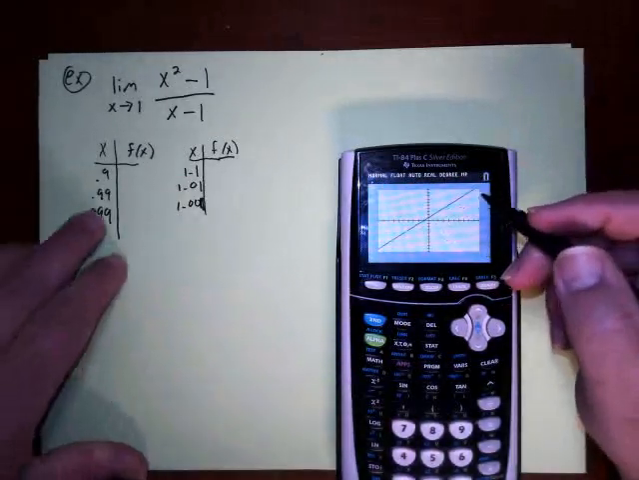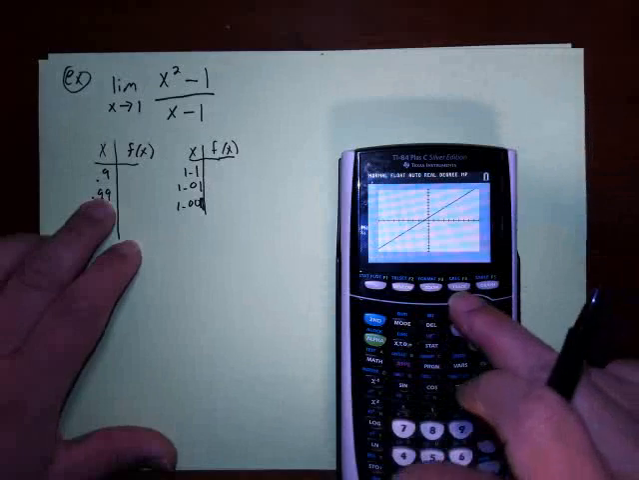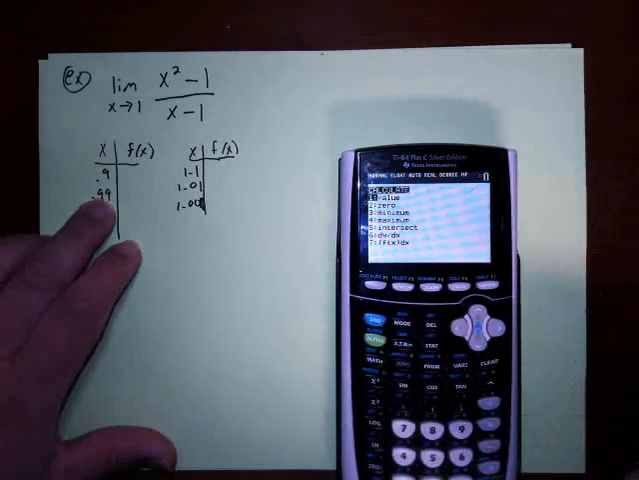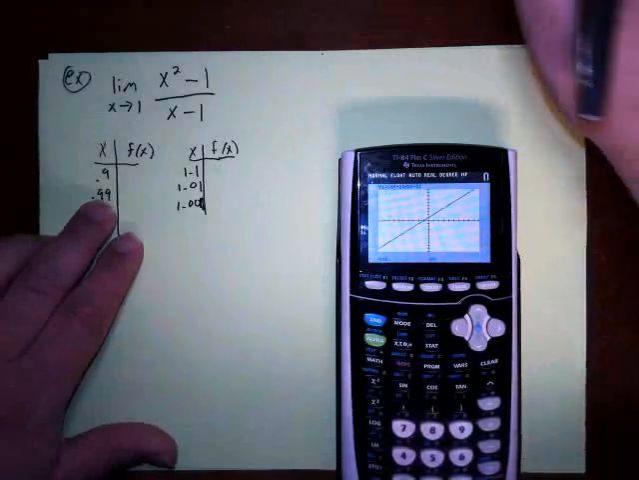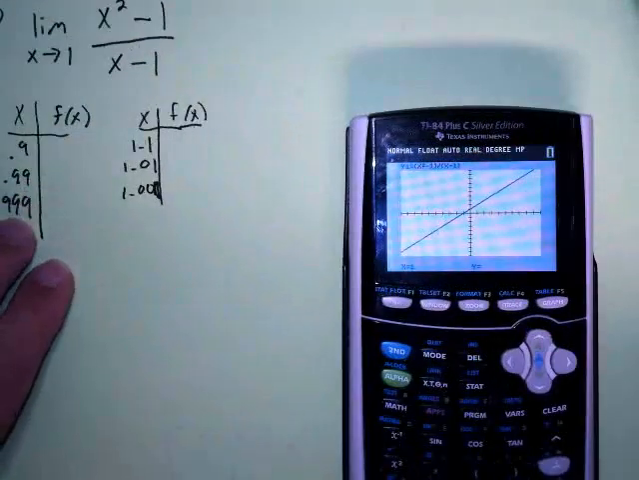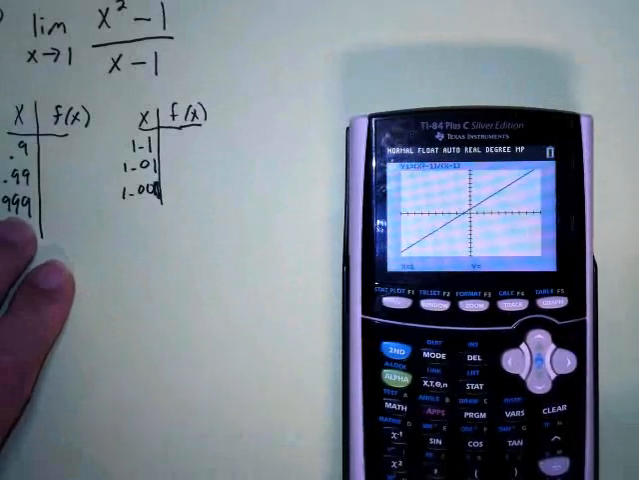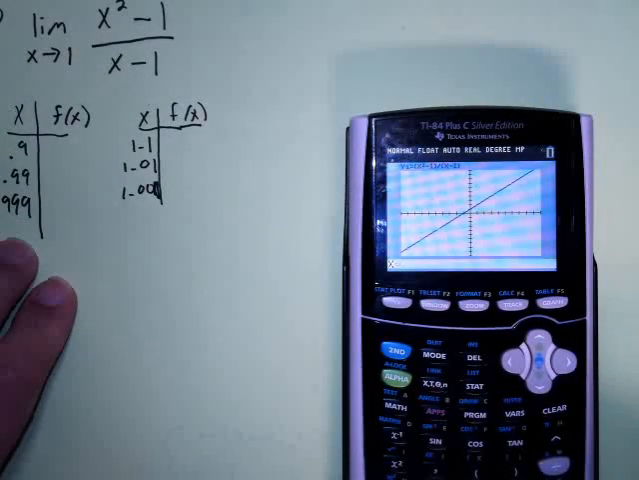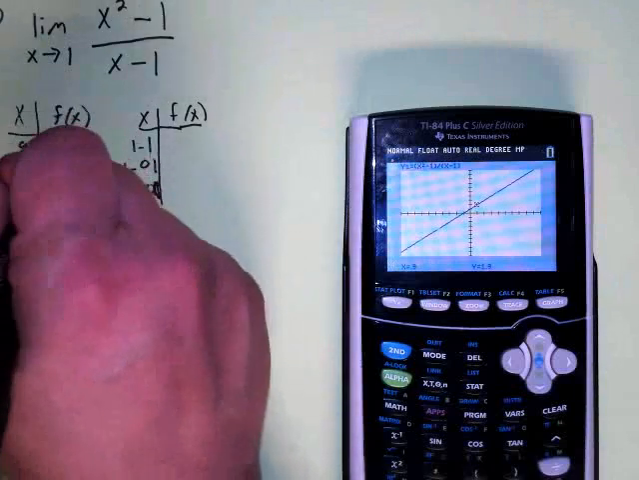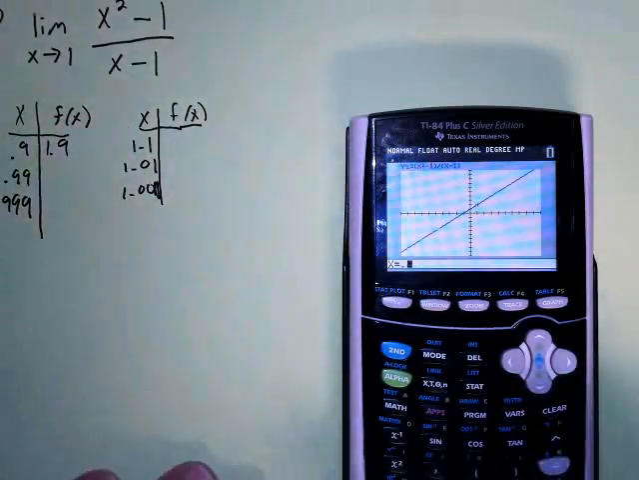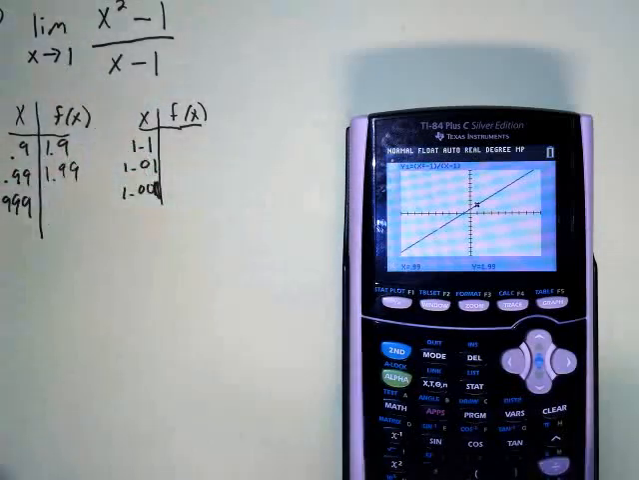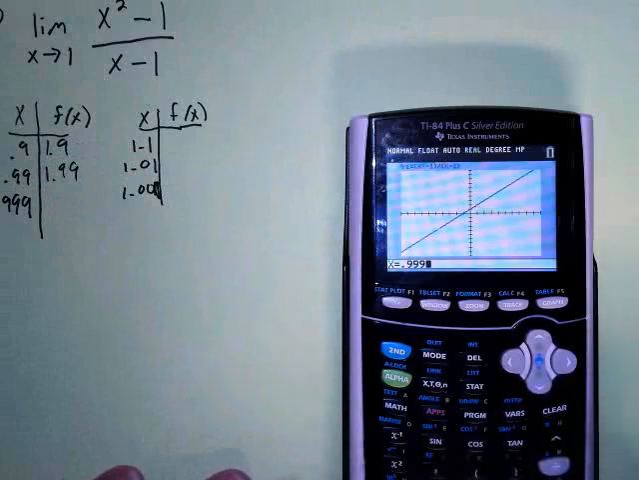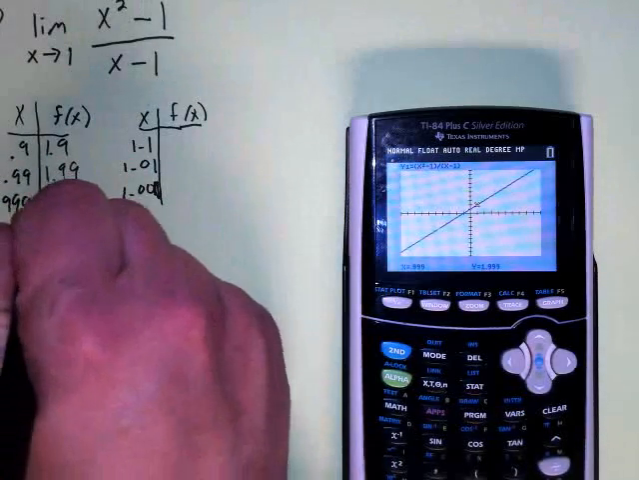What I want to do is evaluate this, so I'm going to hit second calc and hit value, and if I put in 1 here and evaluate it at 1, look, there's nothing there for my y. So the y is blank. It's not defined at 1. So let me do it at 0.9, and I get 1.9 here. Let me do it at 0.99, and it looks like I get 1.99. And let me do it at 0.999, and I get 1.999.